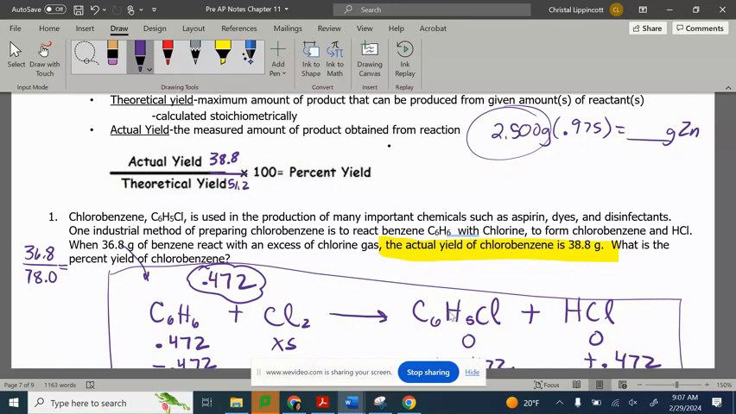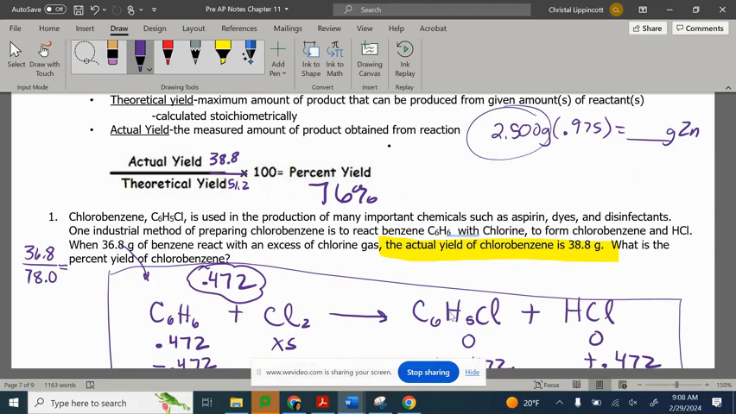Times 100, that gives me 76% yield. Which is not as good as my cookies, which would have been about 94% yield. So you want it closer to 100%? Yes. If you can get 100%, that's what you want.